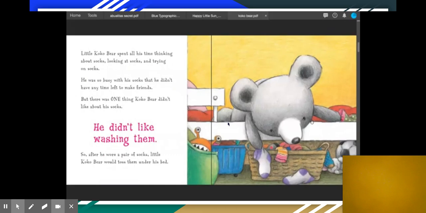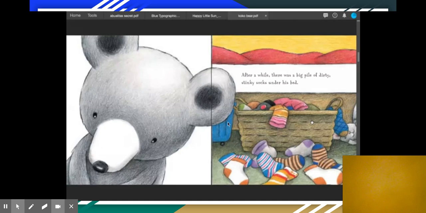Little Koko Bear spent all his time thinking about socks, looking at socks, and trying on socks. He was so busy with his socks that he didn't have any time left to make friends. But there was one thing Koko Bear didn't like about his socks. He didn't like washing them. So, after he wore a pair of socks, little Koko Bear would toss them under his bed. After a while, there was a big pile of dirty, stinky socks under his bed.